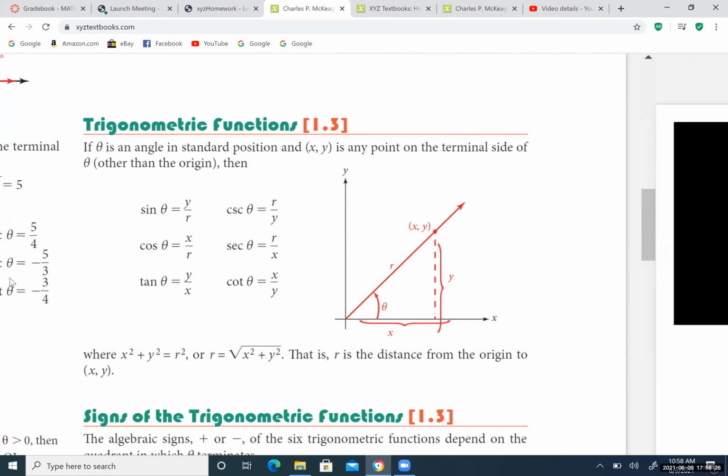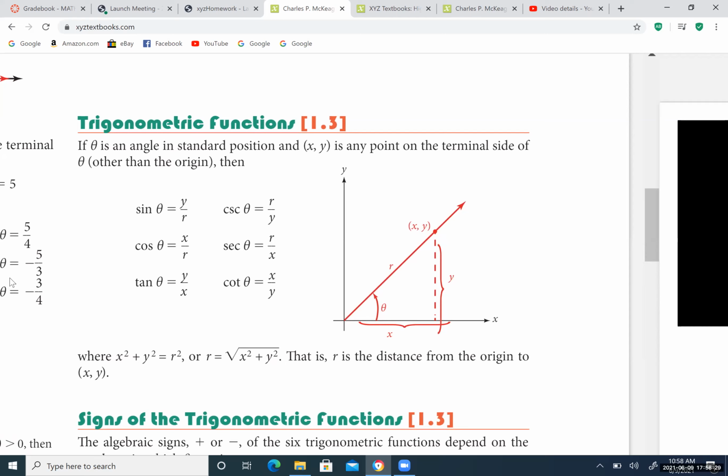For this chapter 1, you learn about the six trig functions by using these definitions. Keep this in mind, okay? Because there are many ways for us to figure out sine theta, cosine theta, tangent, cosecant, secant, and cotangent. We have two more ways, okay? You will learn them in later chapters, and that's why I want you to emphasize here so that you can see how to apply, when to apply.